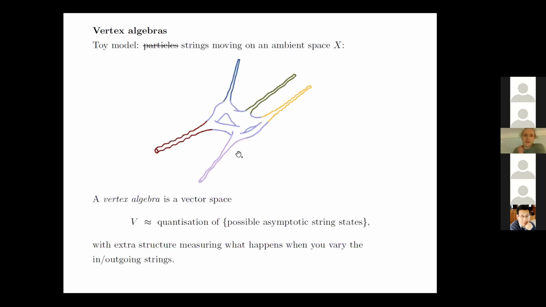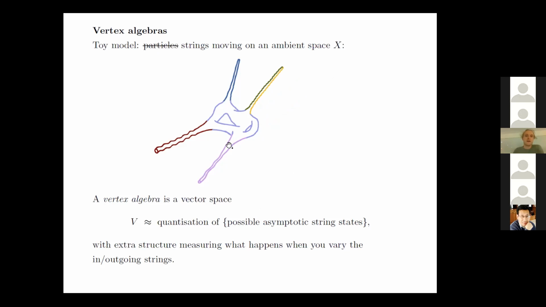When you do this in string theory, instead of particles moving in, interacting, then going out, you have circles S^1 doing the same, and they trace out a Riemann surface. The structure of a vertex algebra is trying to capture this. A vertex algebra is a vector space, and this vector space is approximately the space of Fourier modes of asymptotic string states. The extra structure on this vector space is what happens when you collide these strings.